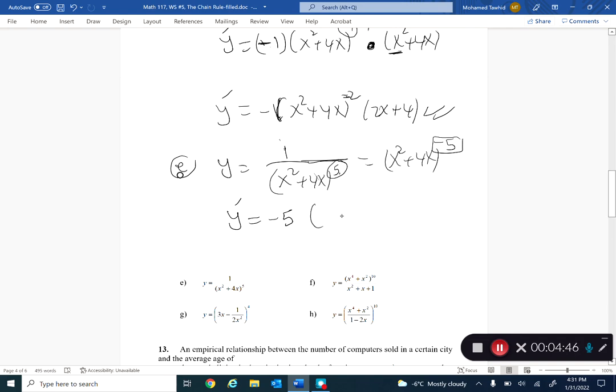And here is your bracket, which is x squared plus 4x. You have n minus 1. What is n minus 1? Your n is negative 5, minus 1. And I have to multiply by the derivative of whatever is inside the bracket.